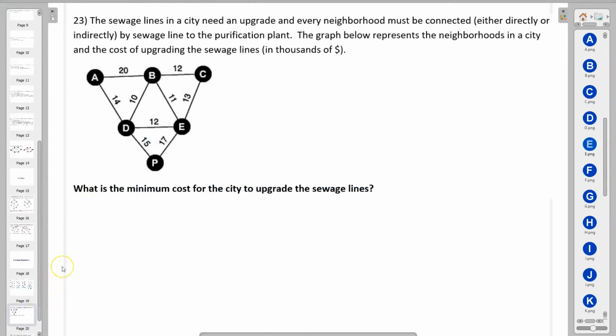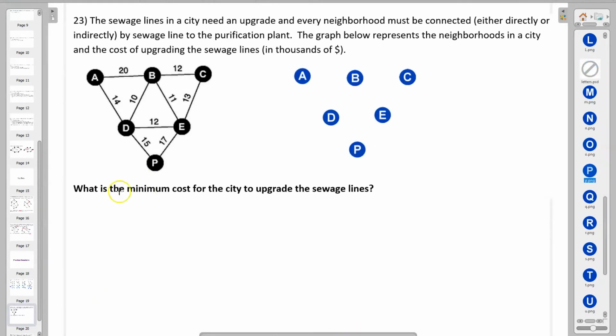The sewage lines in a city need an upgrade, and every neighborhood must be connected, either directly or indirectly, by a sewage line to the purification plant. The graph below represents the neighborhoods in a city and the cost of upgrading the sewer lines in thousands of dollars. What is the minimum cost for the city to upgrade the sewage lines?